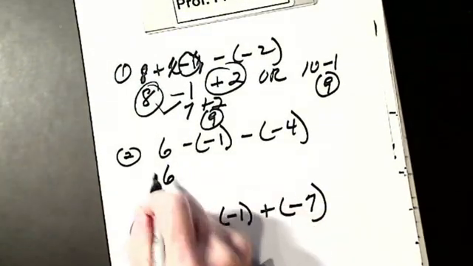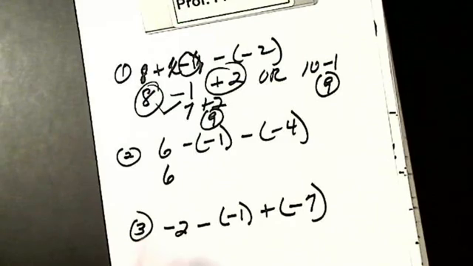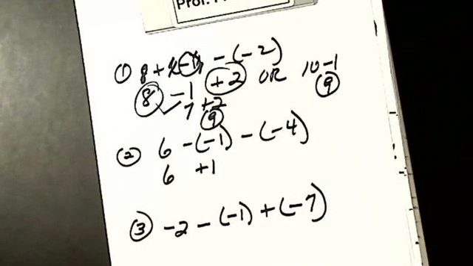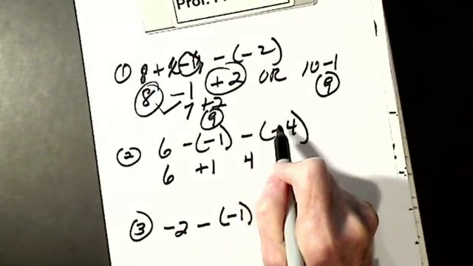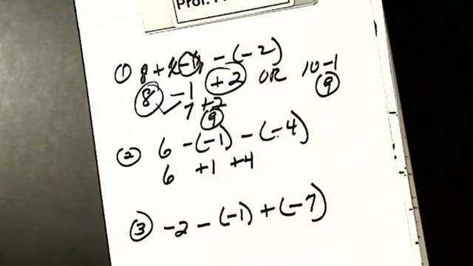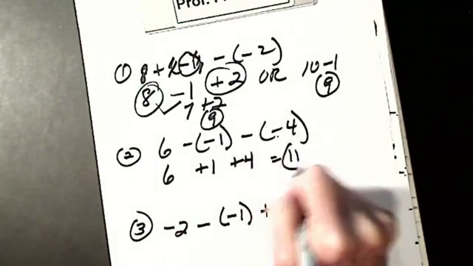All right, this one. My 6 stays, no sign, a plus is understood. I'm going to have a 1, it's either positive or negative. A minus says change what's inside. This says change that, it becomes a plus. I have a 4. A minus says change, I change that to a plus. Now I've got all pluses, so I'm going to get 11.